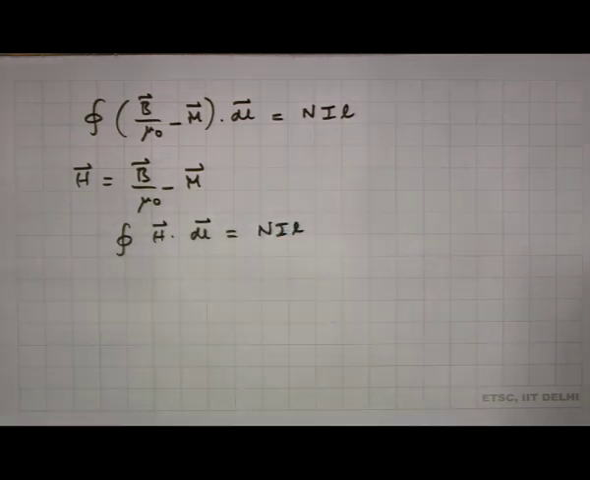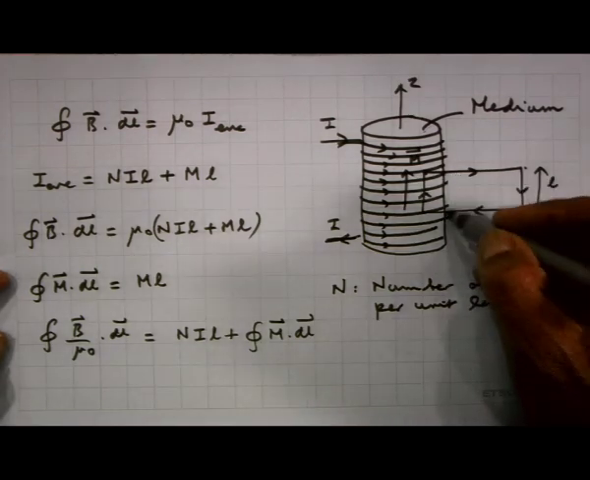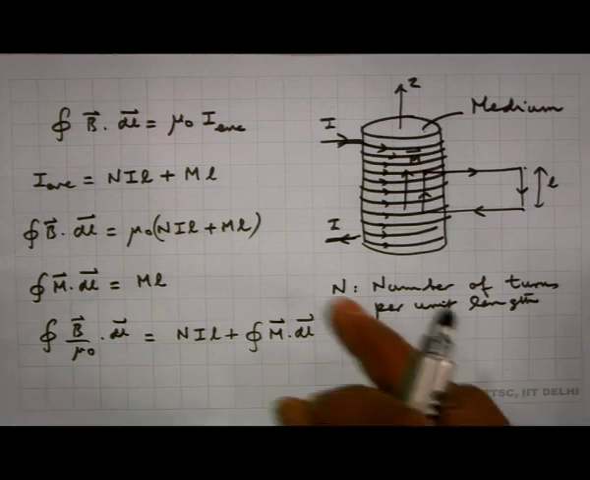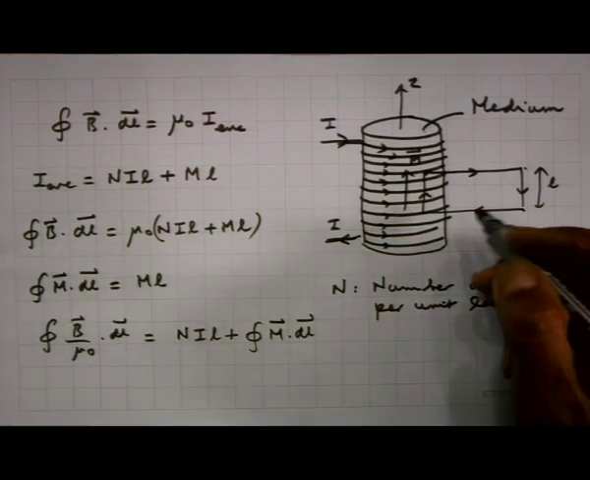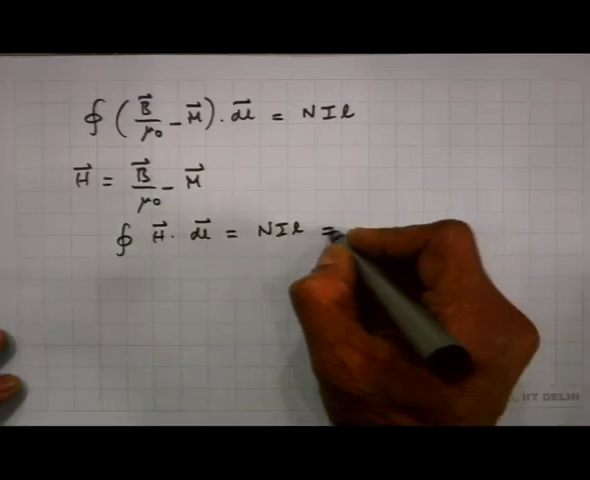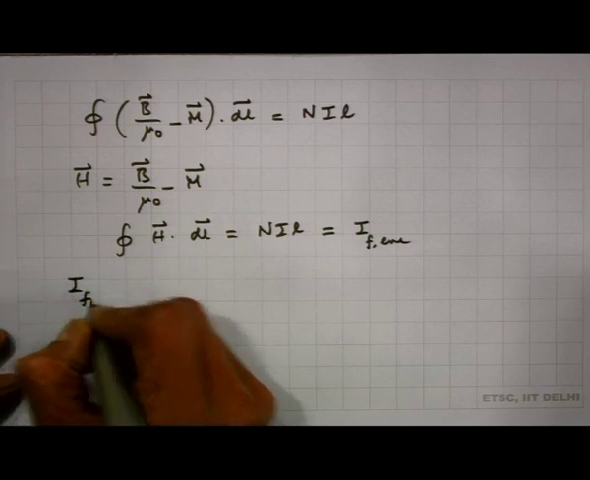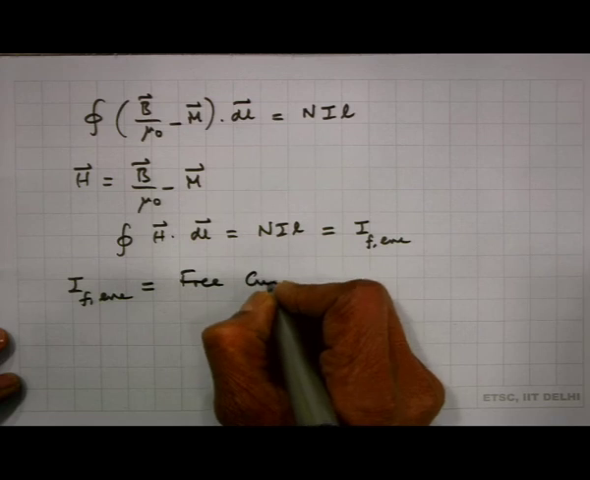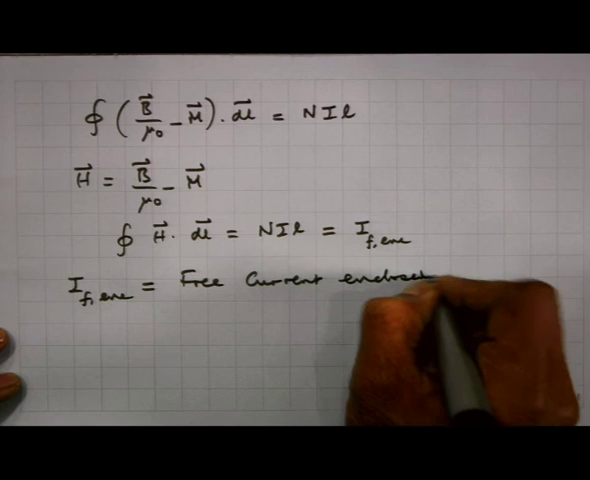And what is nIL? nIL is nothing but the free current passing through this loop. The current which I am passing through the wire, the conduction current, is called the free current. The conduction current passing through the loop is the only one which is crossing this. So, the right hand side is simply equal to I_F enclosed, where I_F enclosed is the free current enclosed by the loop.